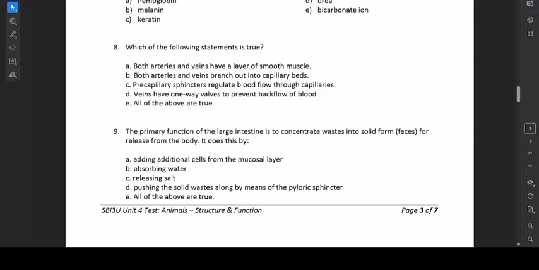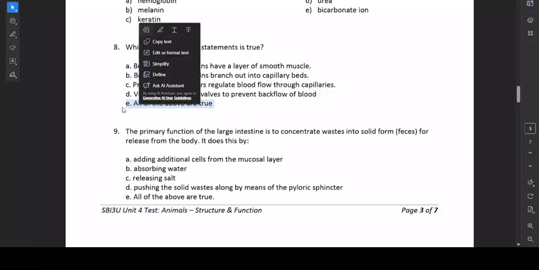Both arteries and veins branch out into capillaries, which is true. Precapillary sphincters regulate blood flow through capillaries. That is also true. Veins have one-way valves to prevent backflow of blood. That is also true. So we're going to go ahead and pick E.